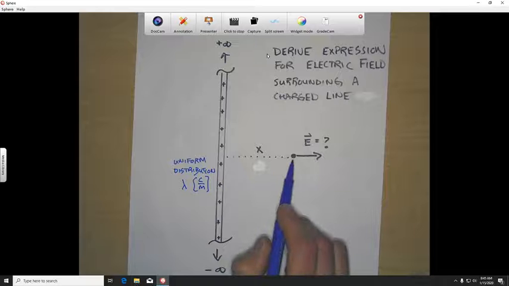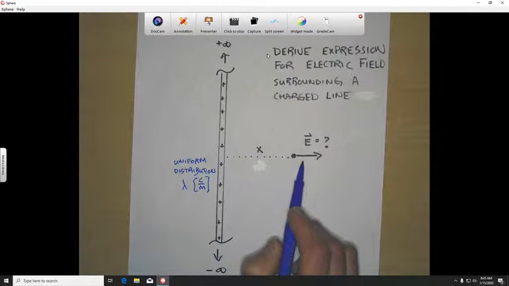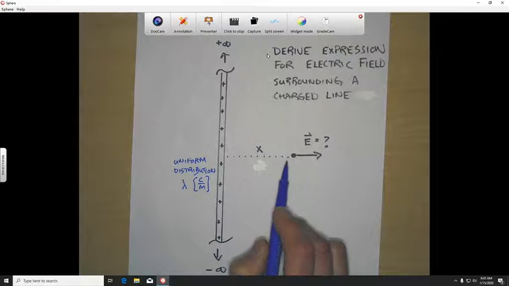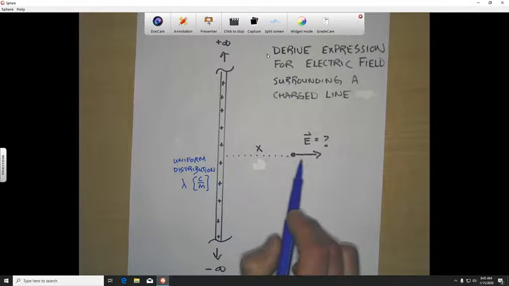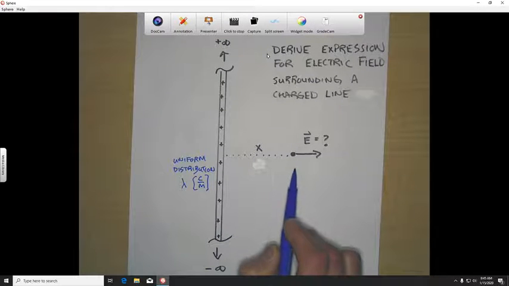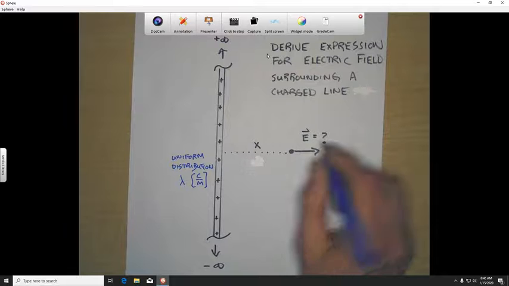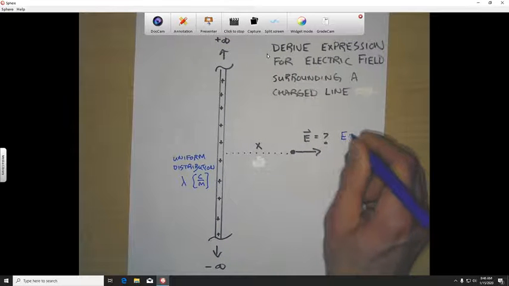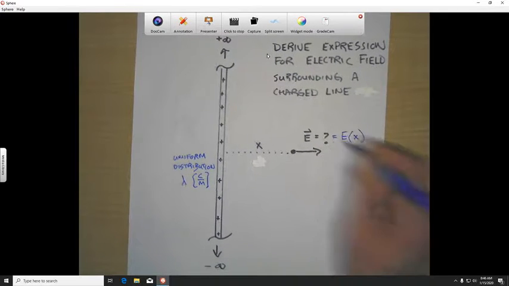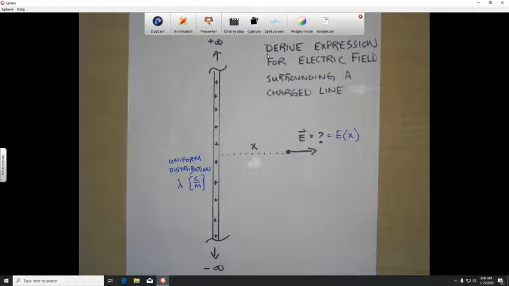Now, you could probably guess that the electric field points away from the line, just from your knowledge of electricity. And we are going to show that the electric field points perpendicularly away from the line. That's an important component of this. The vertical parts of the electric field will cancel, and we'll make that clear in just a moment. Okay, so we want to get a function where E is a function of the distance away from this line of charge.